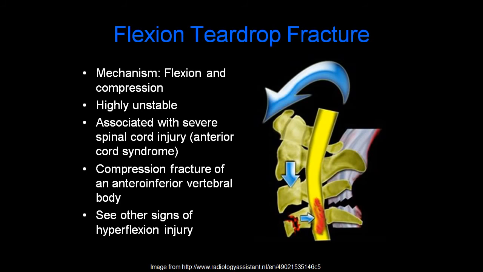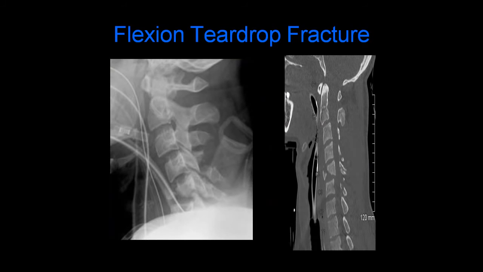A flexion teardrop fracture is a serious type of injury which occurs with flexion and compression. This is highly unstable. It is associated with severe spinal cord injury, most often the anterior cord syndrome. It is a compression fracture of the anteroinferior vertebral body, and you also see other signs of hyperflexion injury, as we've previously discussed. Here's an example of a flexion teardrop fracture.